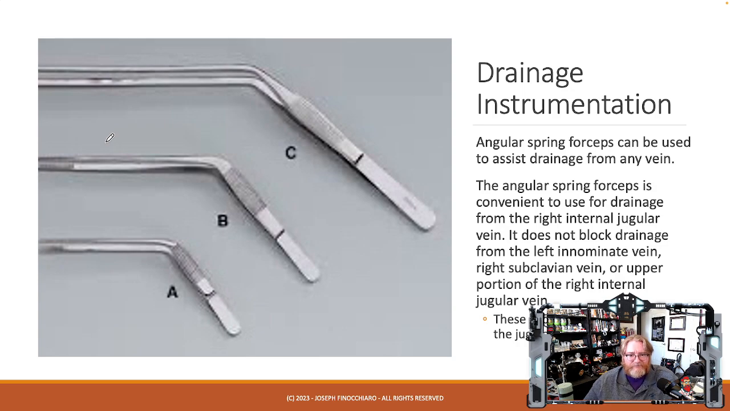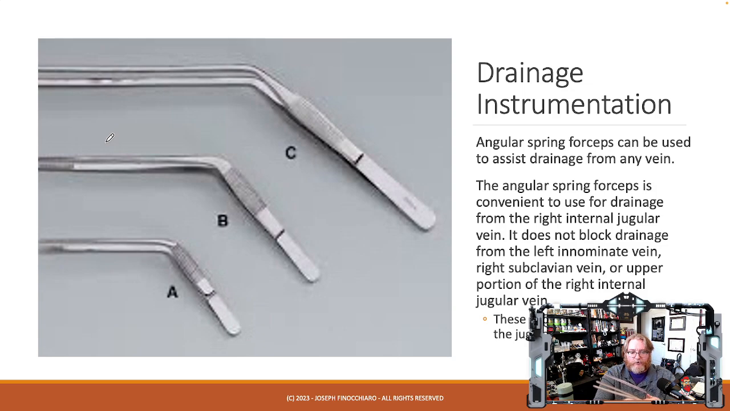Angular spring forceps can be used to assist drainage from any vein. The angular spring forceps is convenient to use for drainage from the right internal jugular vein. It does not block from the left innominate, right subclavian, or upper portion of the right internal jugular. If you use a drain tube, you might actually block those from pulling back in because you've blocked their holes. With these, you are, for the most part, allowing things to stay open.